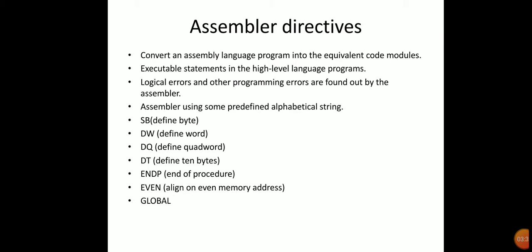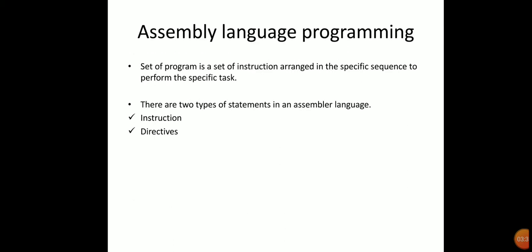Now, in the next slide we are going to discuss the assembly language programming of the 8086 microprocessor. A program is a set of instructions arranged in a specific sequence to perform a specific task. So there are two types of statements in our assembly language. Number one, instructions. Number two, directives.